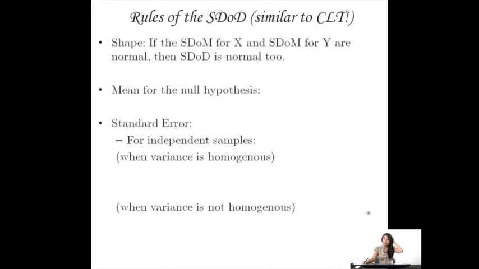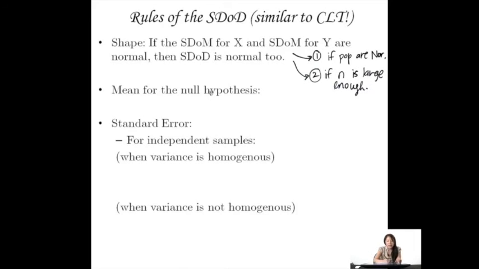Okay, so remember, the rules of the SDOM are very similar to the CLT. If the SDOM for x is normal and the SDOM for y is normal, then the SDOM of the difference is normal too. There's two ways that this could be true. The first way is if populations are normal, right? If the population of x and the population of y are normal, then we could assume the SDOM for x and the SDOM for y are normal. Or your other possibility is if n is large enough.